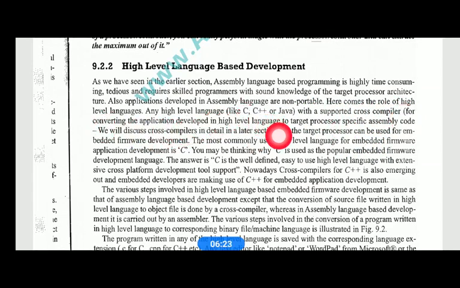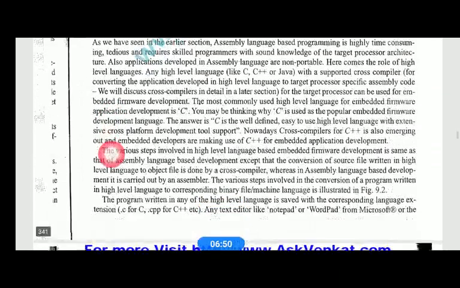Any high level language with a supported cross compiler converts the application developed in the high level language to target processor specific assembly code. That is, a high level language with a supported cross compiler converts the high level language into the assembly level language. We will discuss the cross compiler in detail.